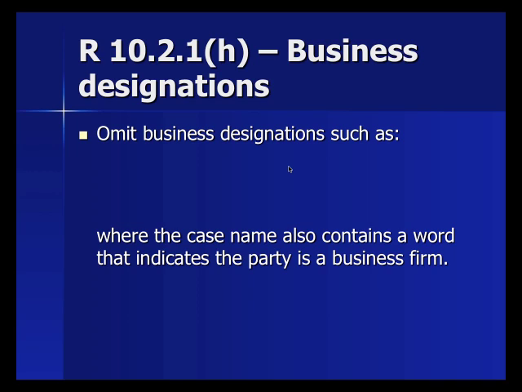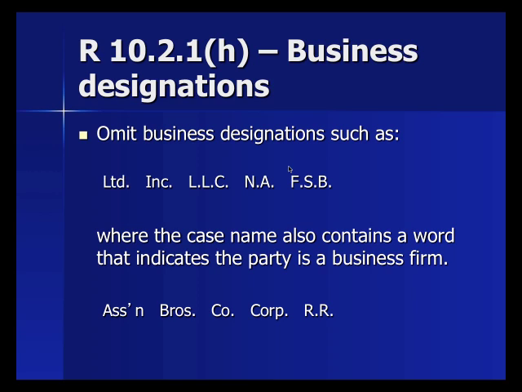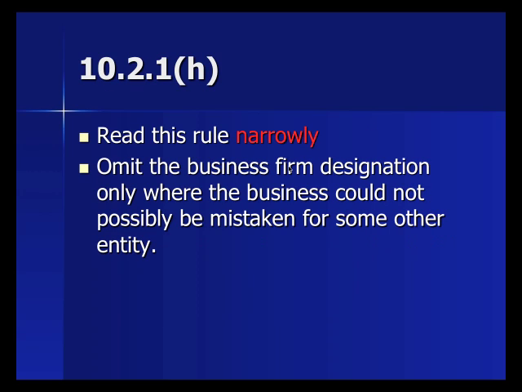10.2.1h governs duplicate business designations in a case name. Under this rule, if your case name contains a term such as association, brothers, company, corporation, or railroad, you should eliminate the second business designation, such as limited, incorporated, LLC, NA, or FSB. This rule is to be read narrowly, though. You want to eliminate the second business designation only where the business couldn't be mistaken for another entity. When in doubt, include the second designation.